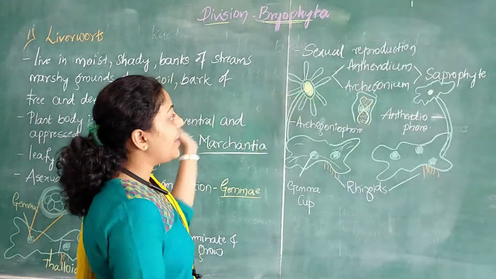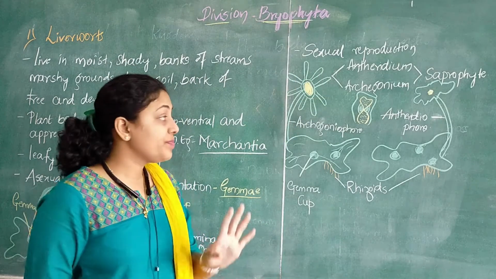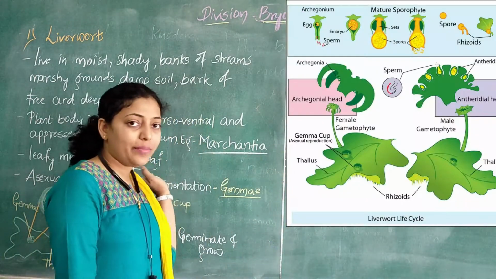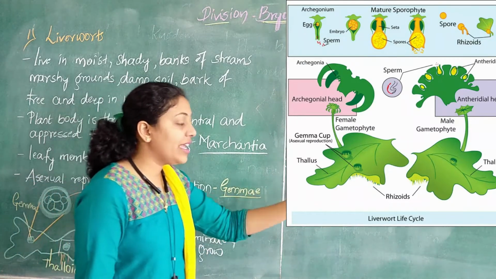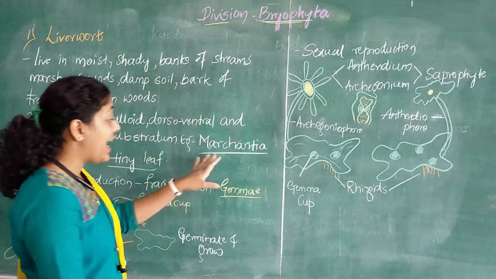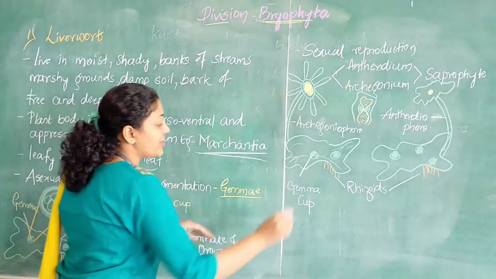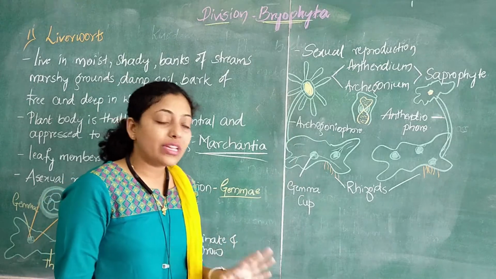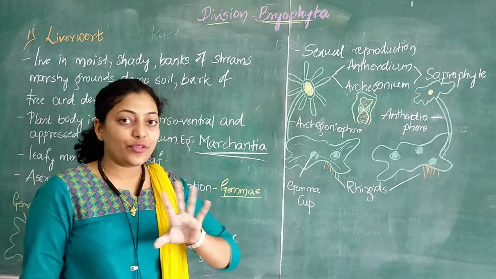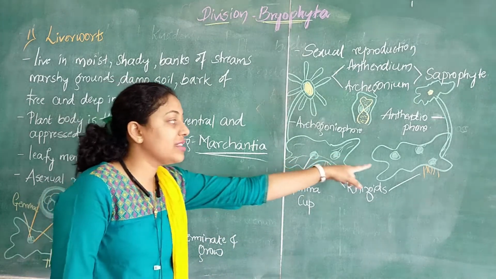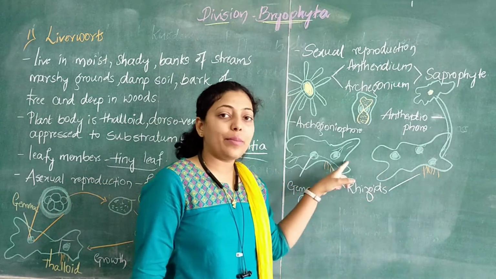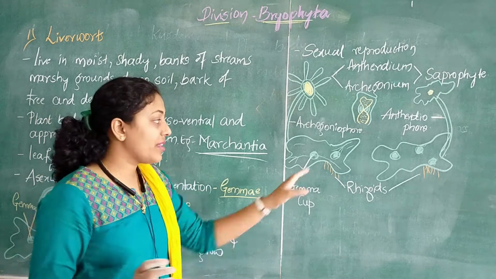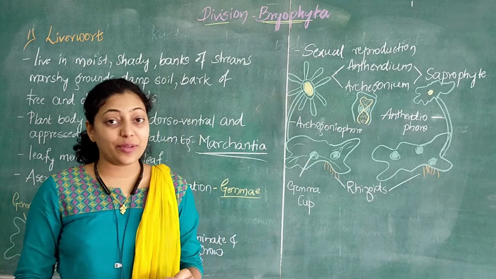So when we come to sexual reproduction, I have drawn the same plant, taking the example of Marchantia. You can see that in case of asexual reproduction, this plant consists of gemmae. Reproduction here occurs by fragmentation, rapid cutting, and the gemmae undergo formation of a new plant by asexual reproduction.